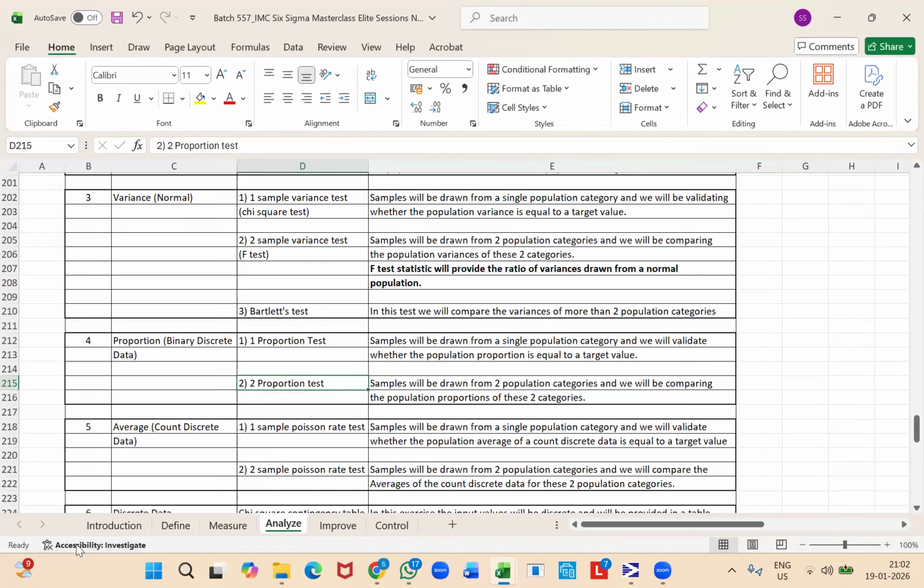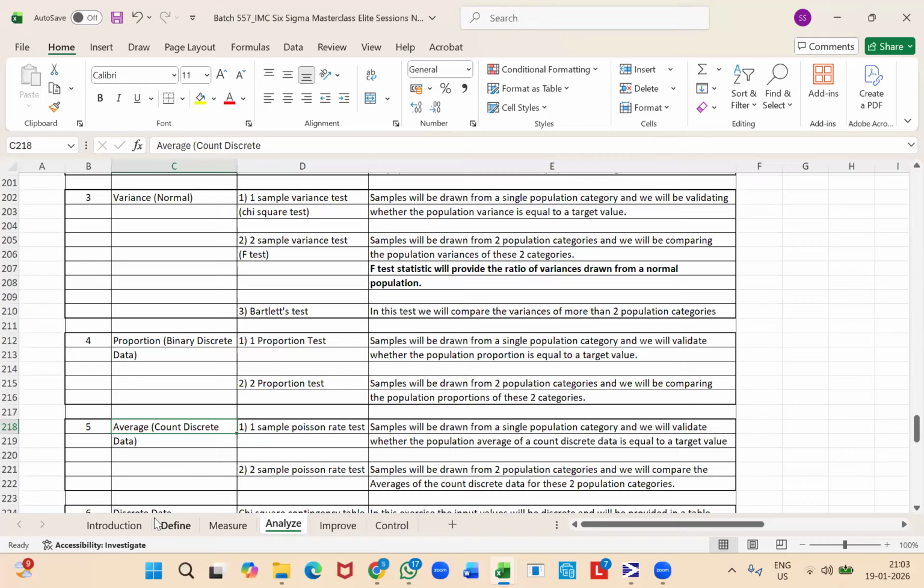And then moving on to average, which is the metric for representing the count discrete data. We have a couple of tests under that: the one sample Poisson rate test and the two sample Poisson rate test. For the one sample Poisson rate test, obviously the samples will be drawn from a single population category, and we would want to validate whether the population average of a count discrete event is equal to some target value. Say, for example, you have reduced the average number of defects below a certain value, right?